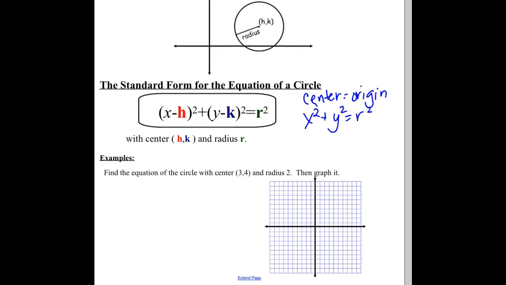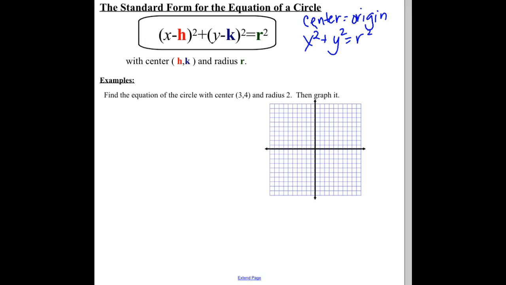All right, first example. It says find an equation for a circle that has a center at 3, 4 and a radius of 2, and then we're going to graph it. Okay, so if the center is 3, 4, and that is h, k, that means h has to be 3 and k has to be 4. And they're telling me the radius is 2, which is my r value in my equation. So I have all the numbers, I just have to dump them in the right spot. Okay?